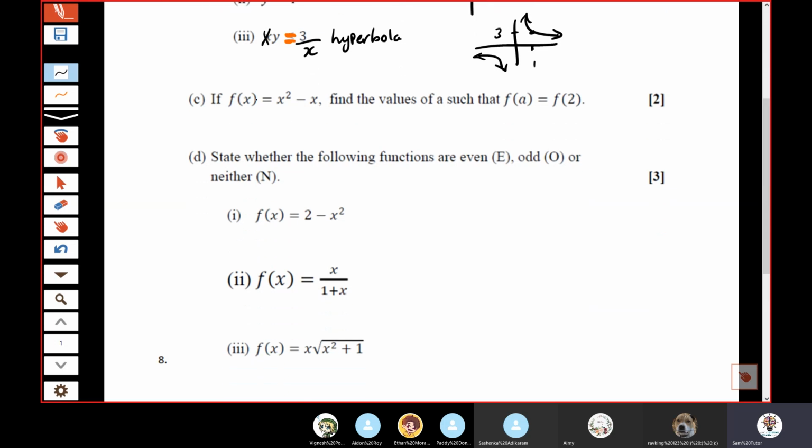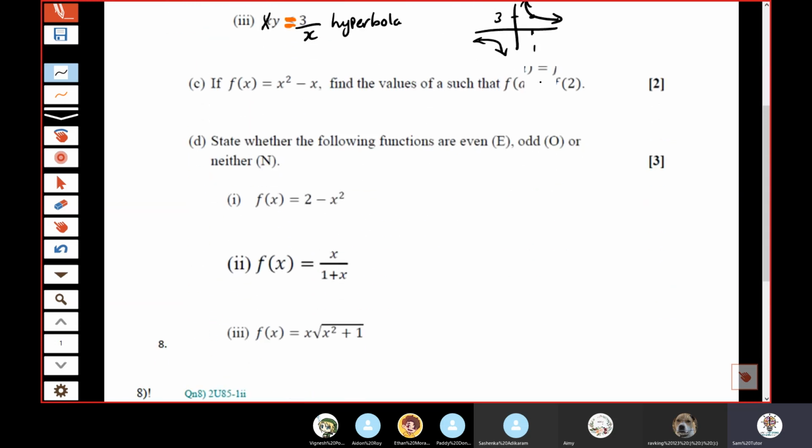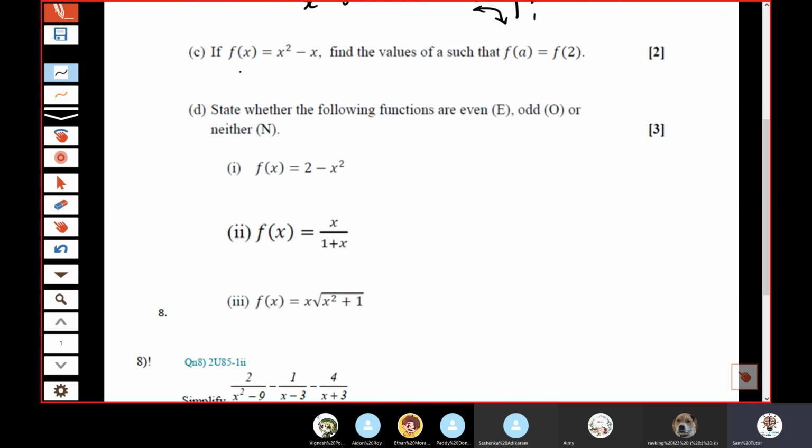All right. If f of x is x squared, take away x, find the values of a such that f of a equals f of 2. Don't look at it too much. Just sub it in. F of a means sub in a, just like you did above. Right, you subbed in -2. So f of a, I'm going to sub it in. It'll look like this. A squared, take away a.